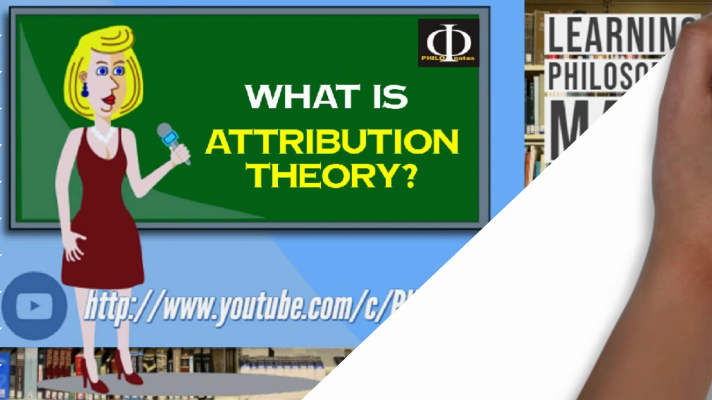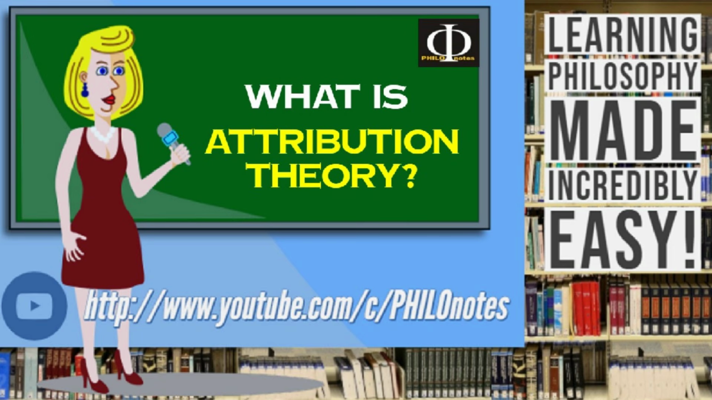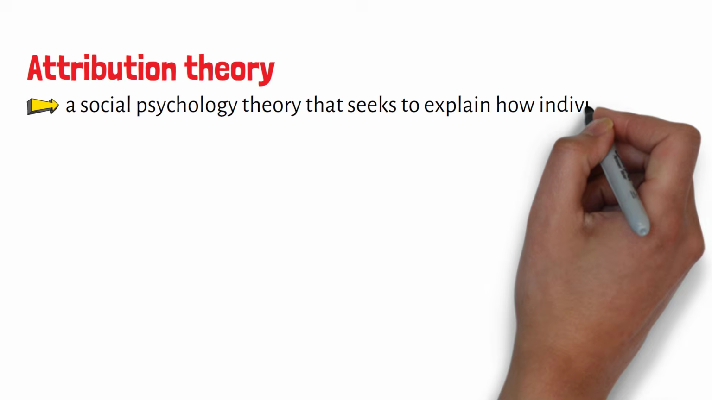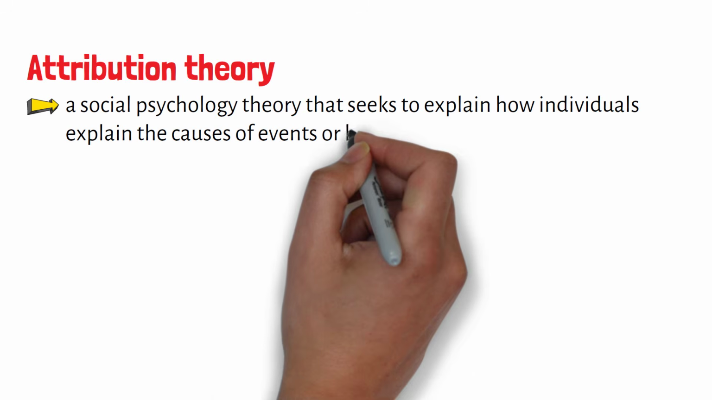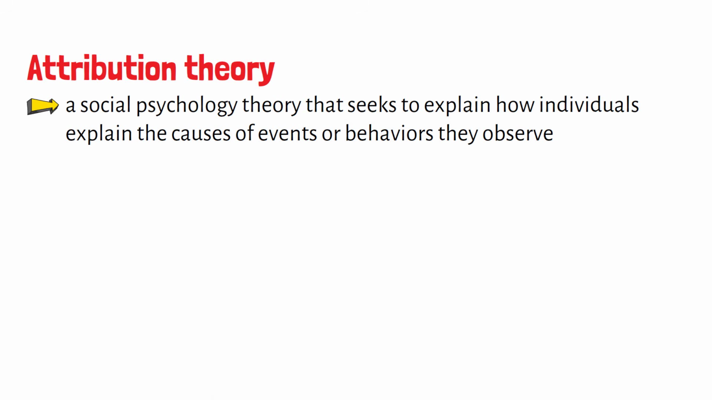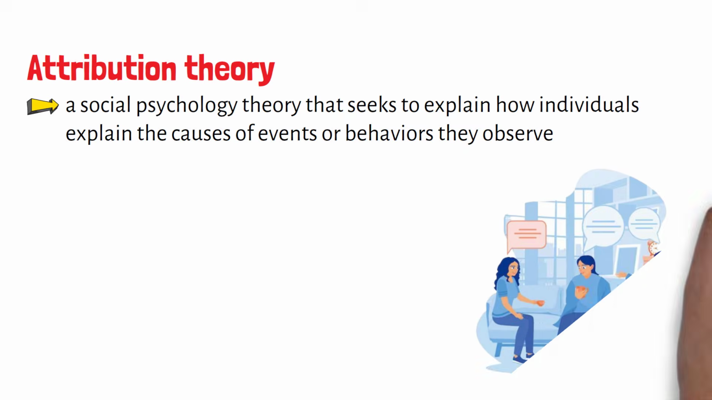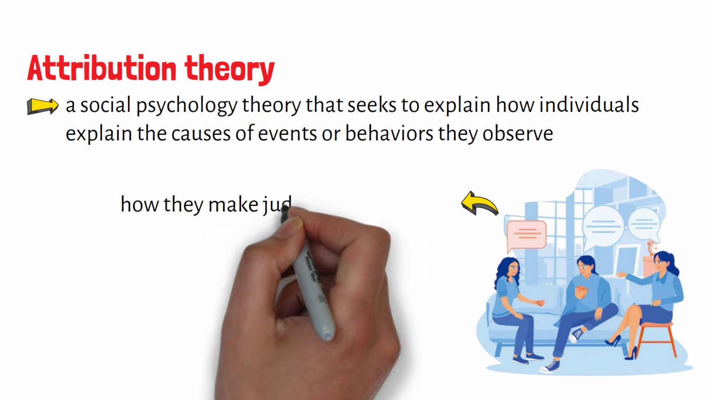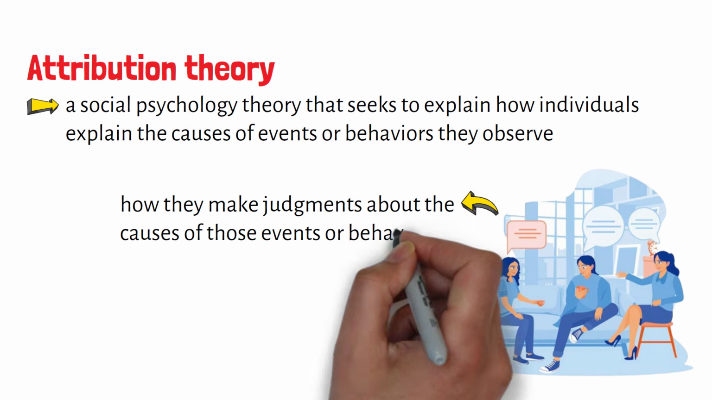What is attribution theory? Attribution theory is a social psychology theory that seeks to explain how individuals explain the causes of events or behaviors they observe. It is concerned with the process of how people perceive and interpret events and behaviors, and how they make judgments about the causes of those events or behaviors.